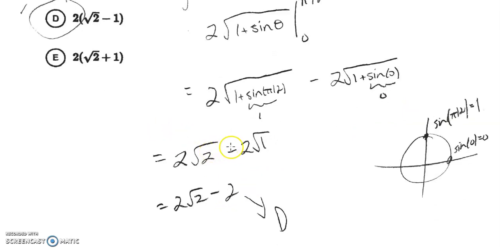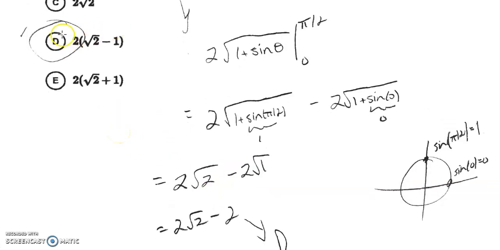So I get 2 root 2 minus 2, which isn't up there, but if I were to get to this point, then I look here and I'm like, oh, this is a factored version of that. So I go and select D.